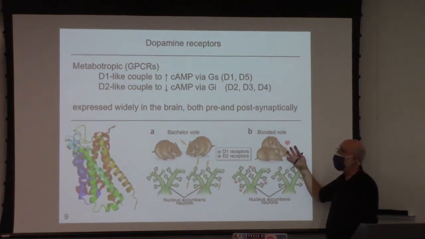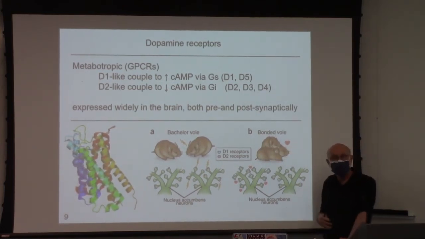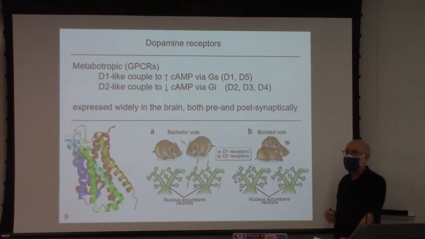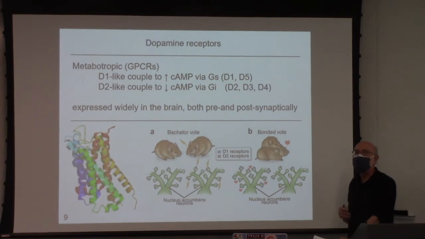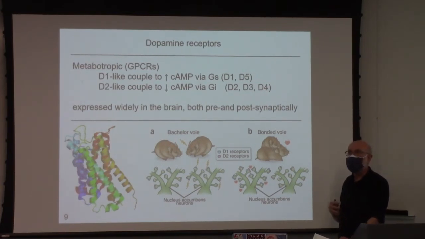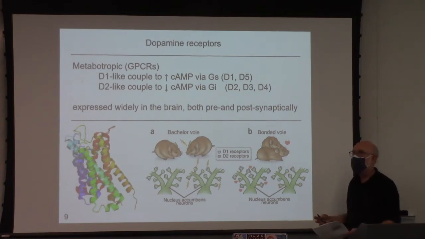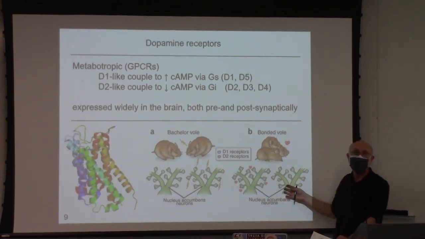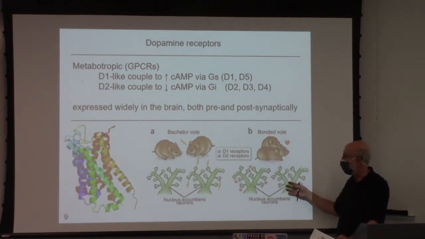Whether the reward is mating or eating or winning a game or drinking if you're thirsty. Those are all rewarding events. Drinking if you're thirsty, eating if you're hungry, mating if you're a mammal. Those are all rewarding events, and they change the distribution of dopamine receptors in the nucleus accumbens.